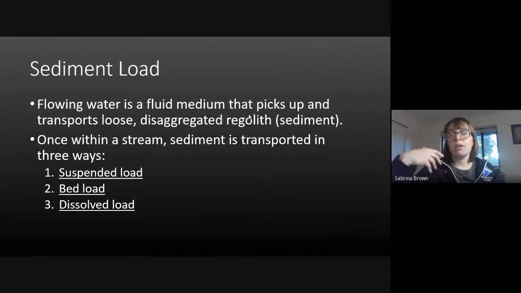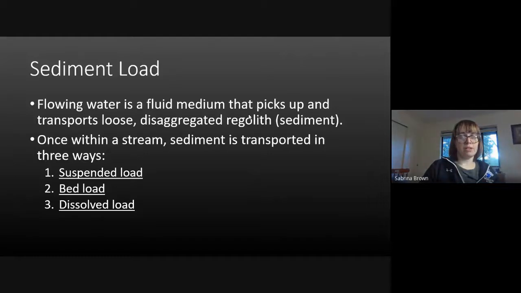Flowing water can pick up and transport loose rocks and loose material, and we can actually transport that sediment three ways in a stream. Those three ways are suspended load, bed load, and dissolved load. Suspended load is particles that are light enough to be held up in the water column as they travel through the river. So these are going to be more of your clay and silt-sized particles.